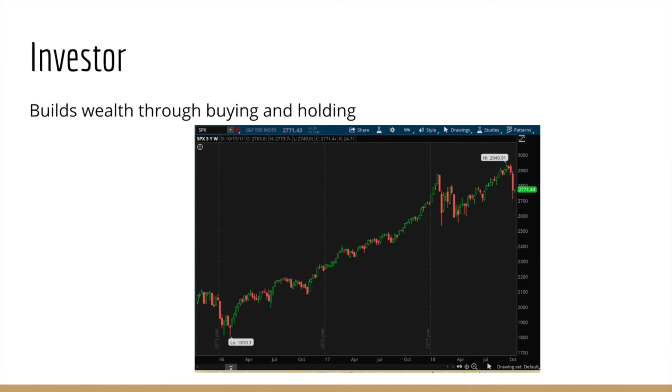Next, we have an investor. An investor is somebody who builds wealth over a period of time, as opposed to a trader here. So they would be long on a stock. They'd be bullish over a period of years. So they're looking for these consistent slow gains that continuously gain over a longer period of time.